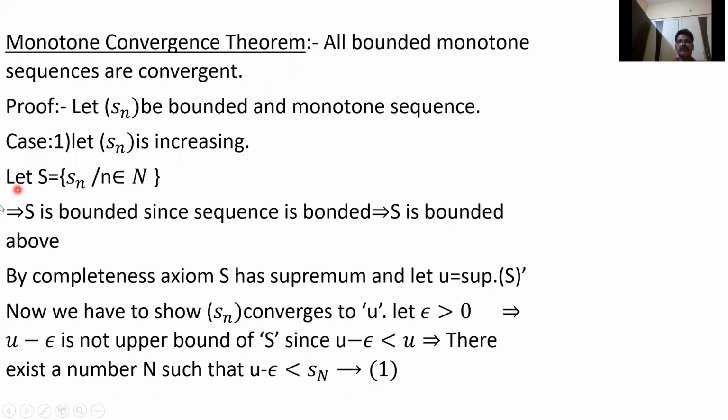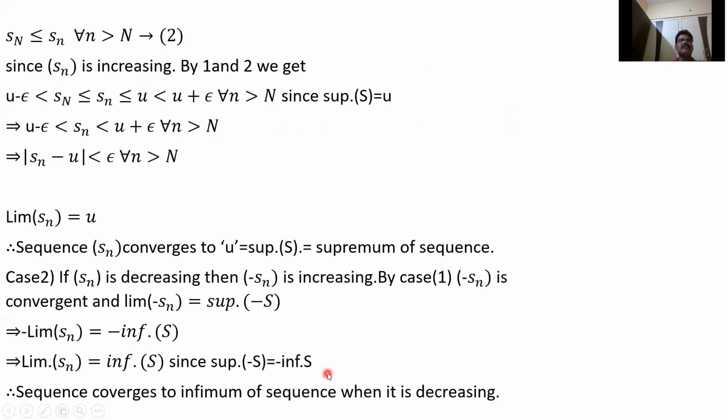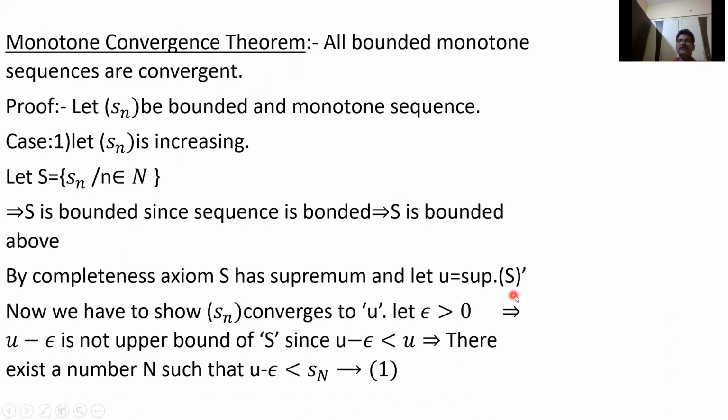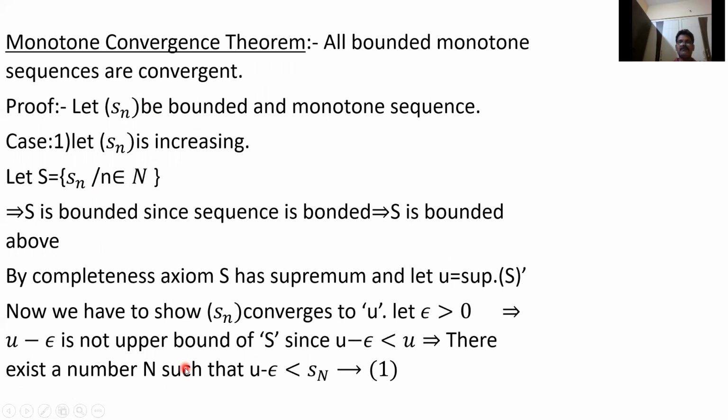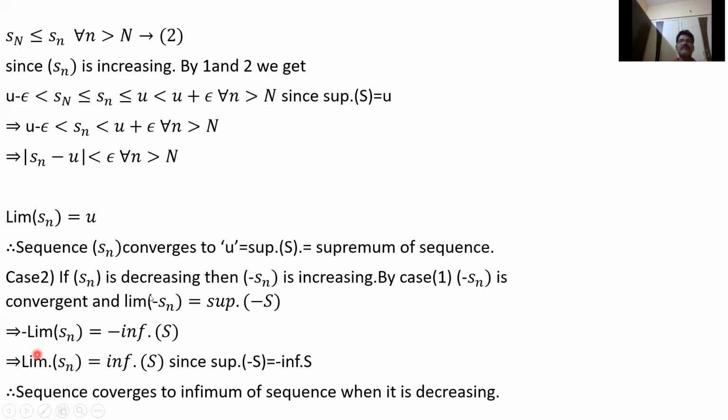Here by 1, U minus epsilon is not an upper bound, so you get U minus epsilon less than S capital N, which is less than or equal to Sn. And U is an upper bound. Why? Because U is the supremum. Supremum means it is an upper bound already. When we say supremum, it is an upper bound, and any number less than U is not an upper bound. So U is an upper bound.